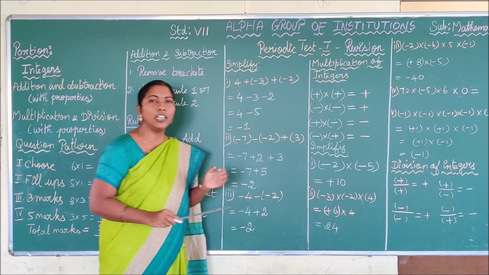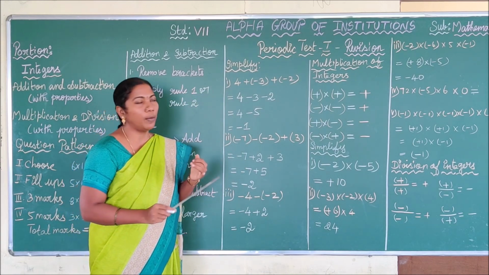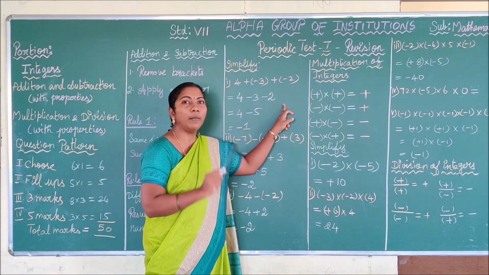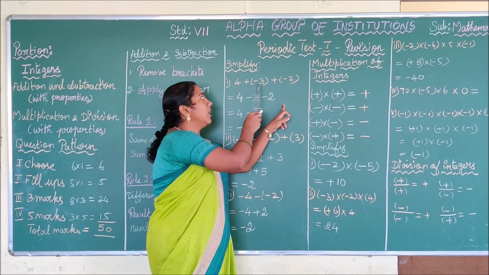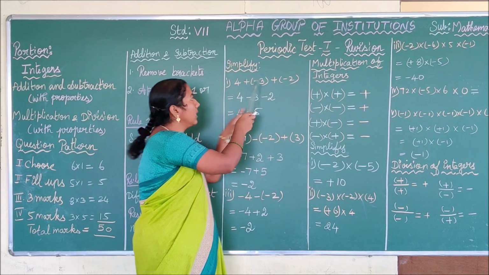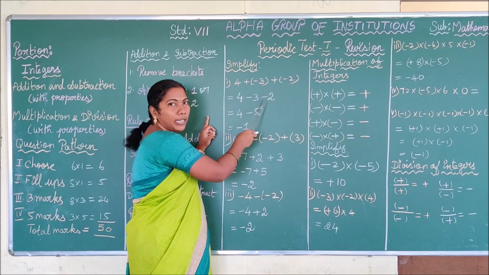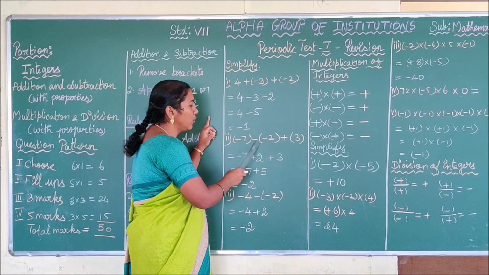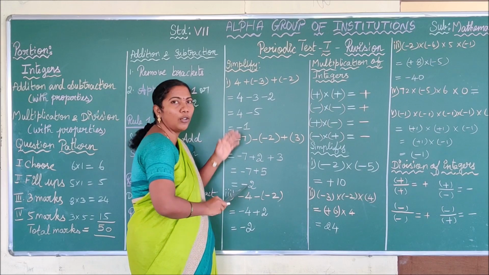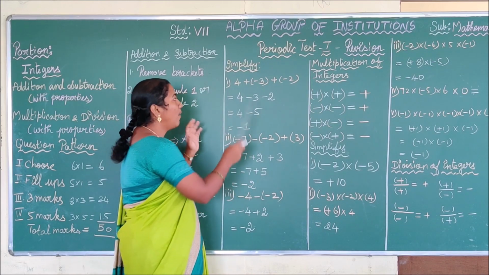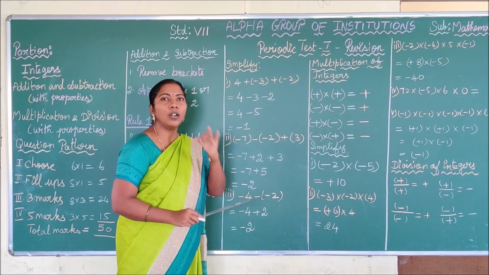Is it clear, children? First step is you have to remove the bracket. Thus we have removed the bracket by multiplying the symbol inside with the symbol outside. Here you have minus into minus is plus, minus into plus is minus. So this is the way you have to remove the bracket. After that you have to apply rule 1 or rule 2.